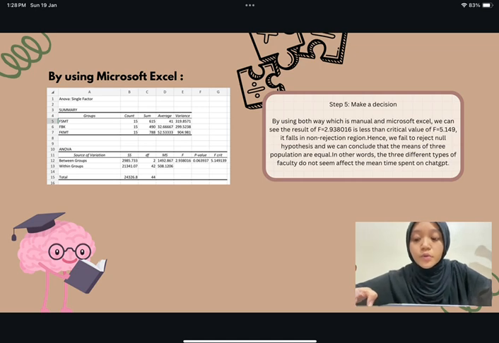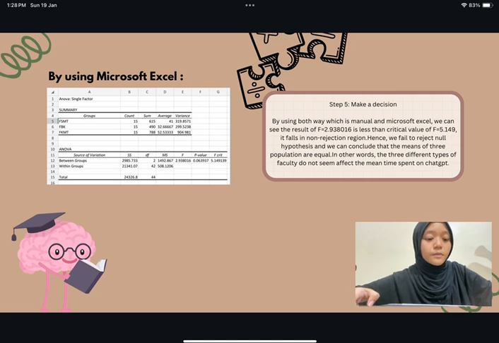Then, we are going to use Microsoft Excel to compare our value. From the data, we can see that all the values are the same as the manual calculation. Step 5, we are going to make a decision. By using both ways, manual and Microsoft Excel, we can see the result F is less than the critical F value and it falls in the non-rejection region. Hence, we fail to reject the null hypothesis and we can conclude that the means of the 3 populations are equal. In other words, the 3 different faculties do not seem to affect the mean time spent on ChatGPT.